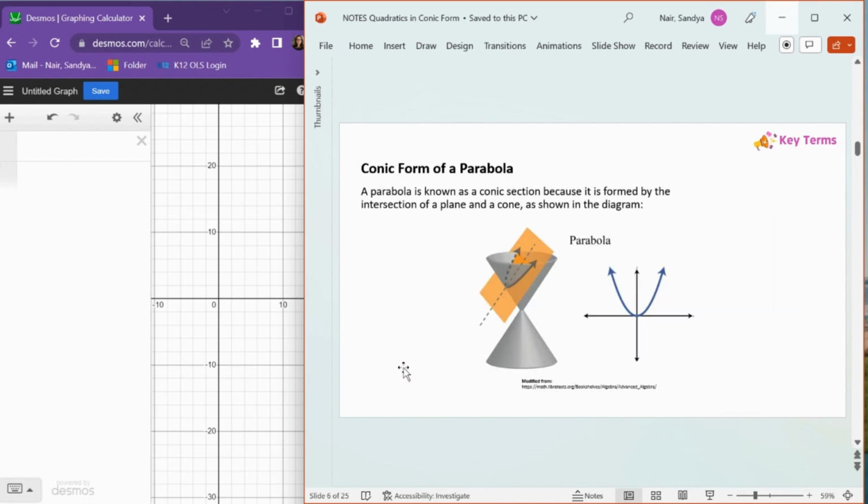So what we can do is talk about conic form of a parabola. A parabola is a type of equation that's known as a conic section because it's formed by the intersection of a plane and a cone as shown in this diagram. You can see here if this orange plane intersects with this cone, the parabola is the shape that's formed right there in that cross section. So that's why a parabola is known as a conic section.